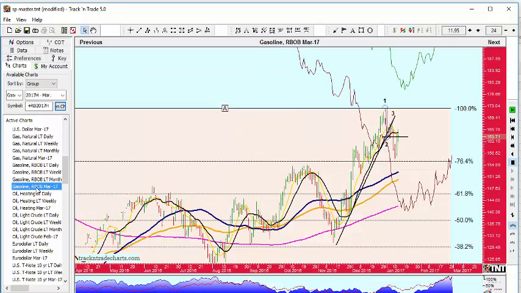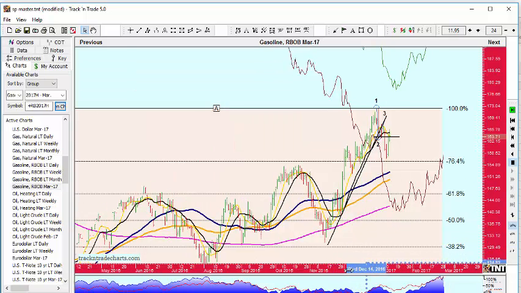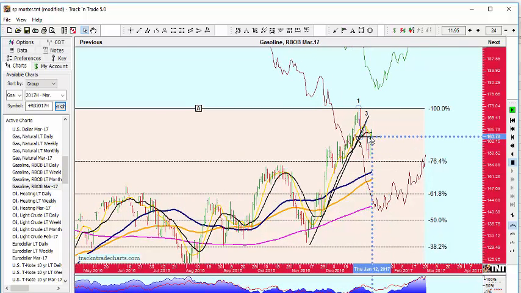Going to March RBOB unleaded. This market is trading right around the number 2 break here. As you can see, we've been kind of banging around this price level right here.